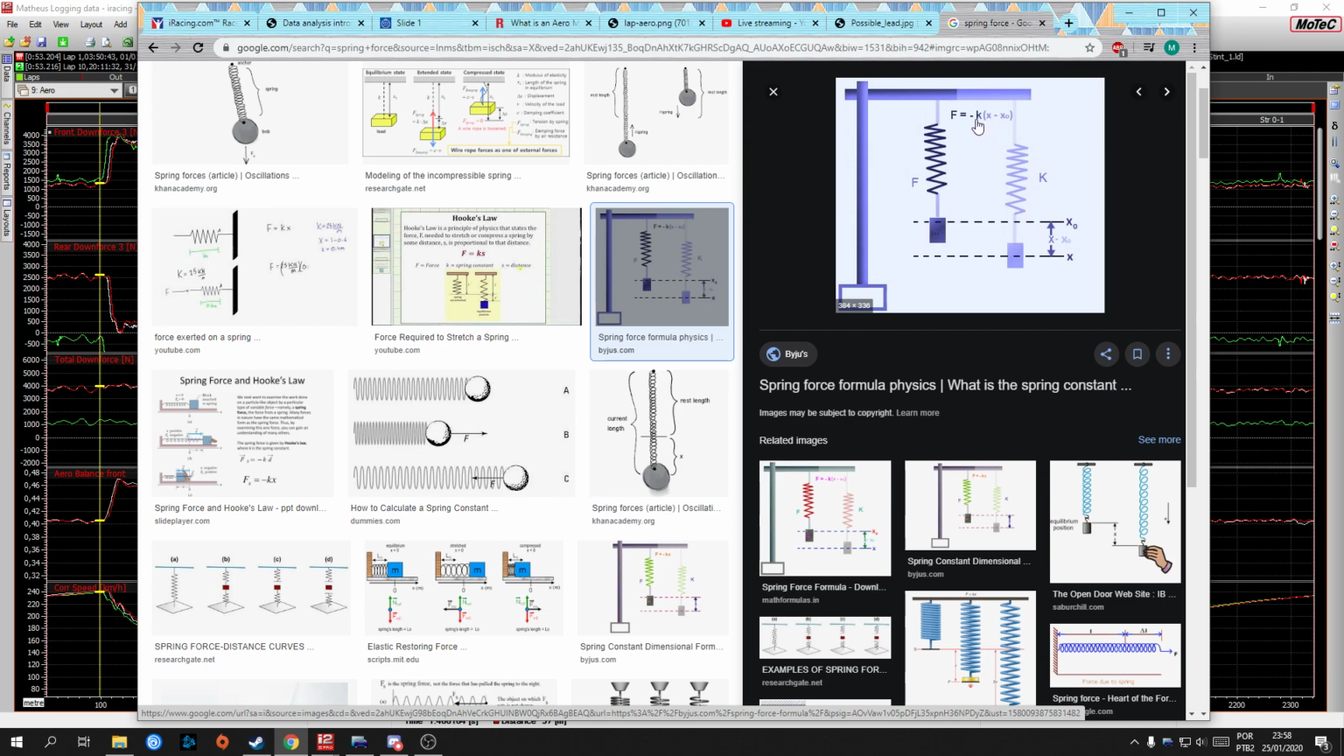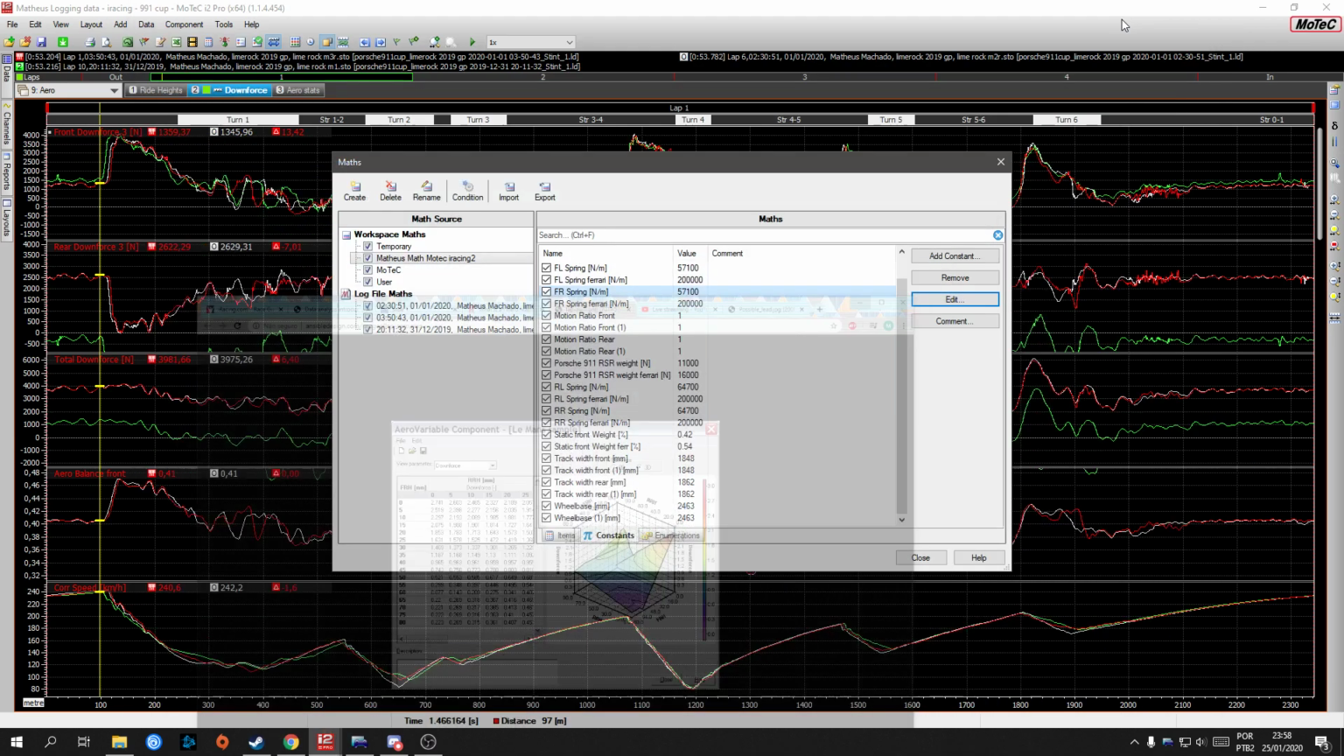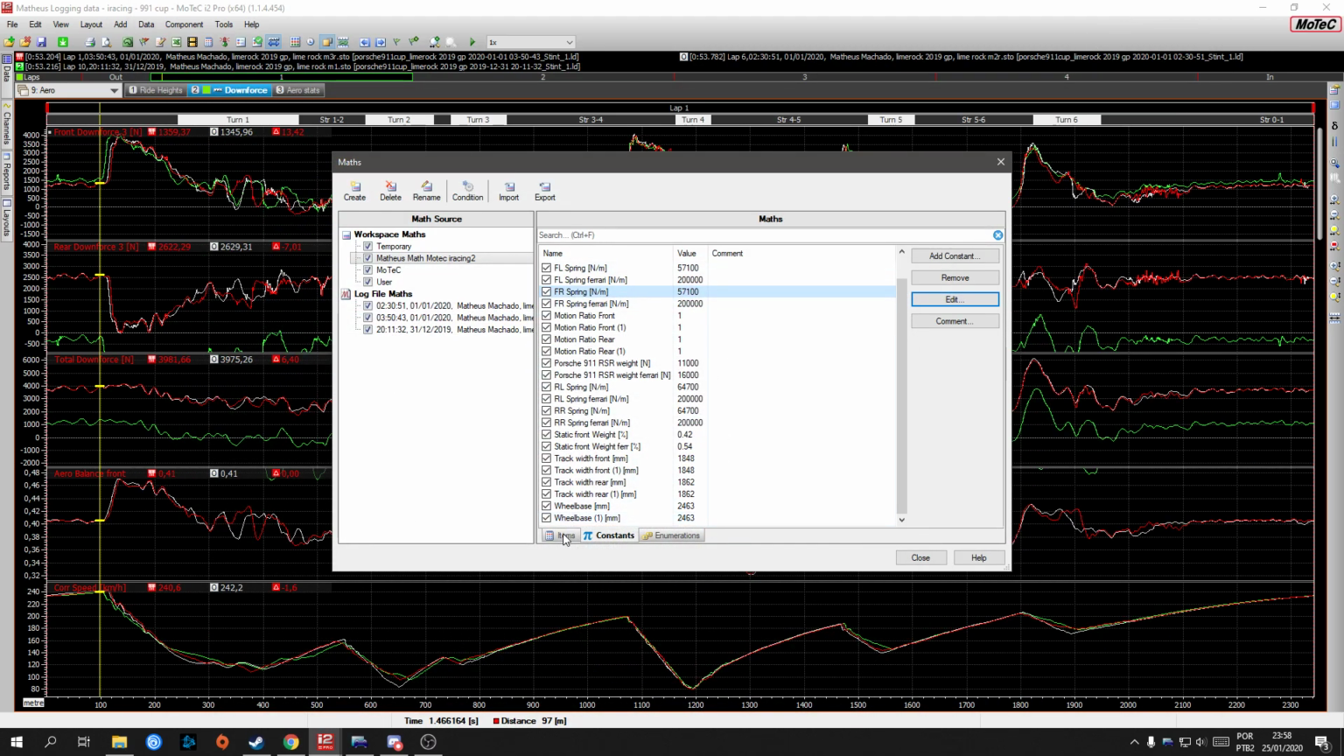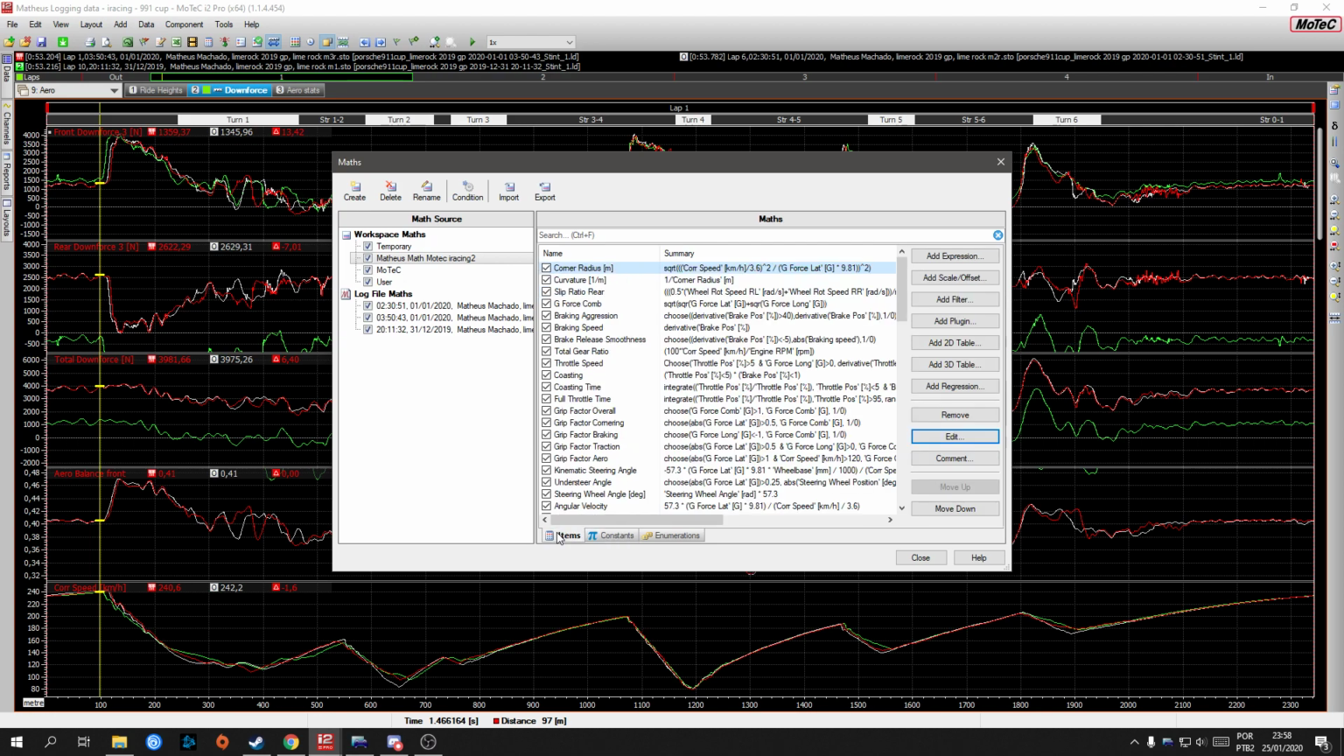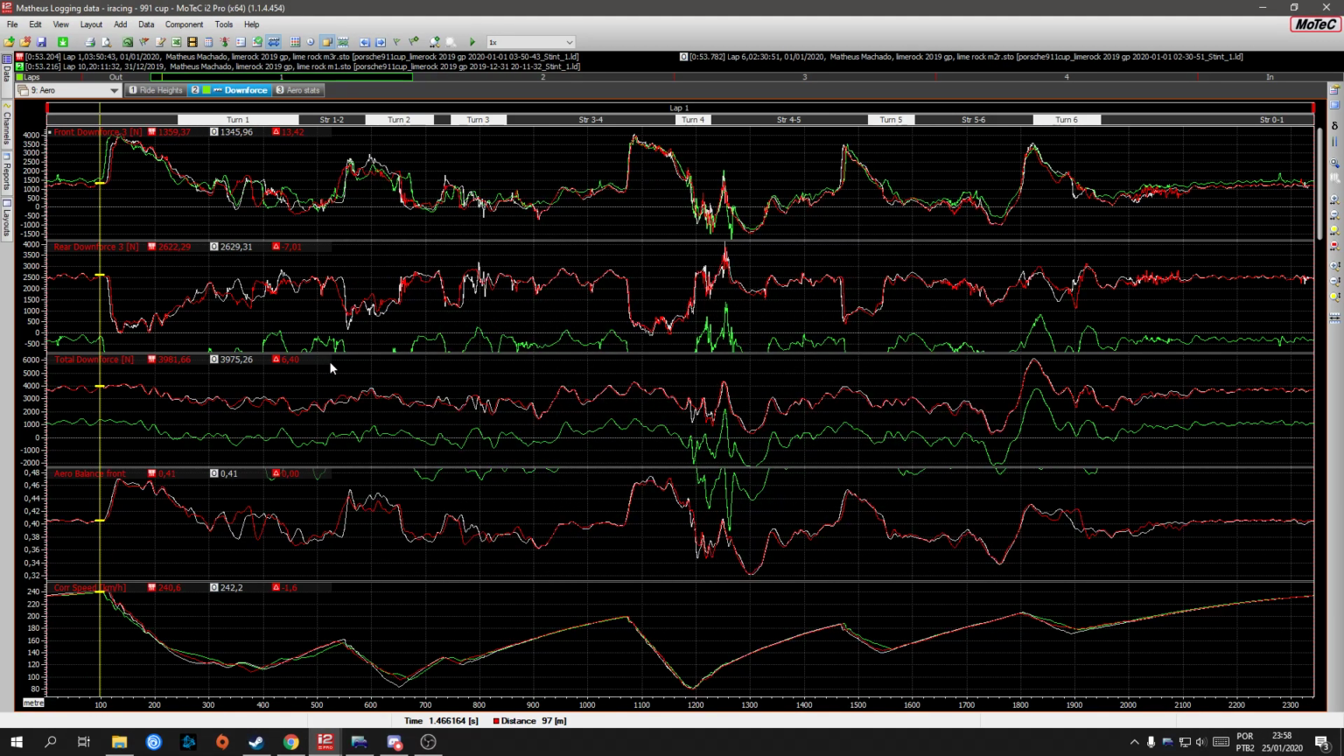So that coefficient of the spring is what you want to put in that calculation. So really basic formula, and you can find that out using the suspension travel channel and what you would expect from the suspension loads. So now I'm going to show you.